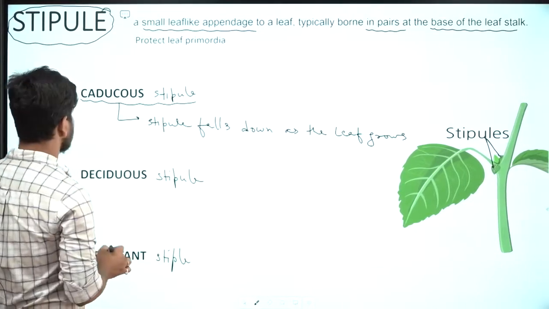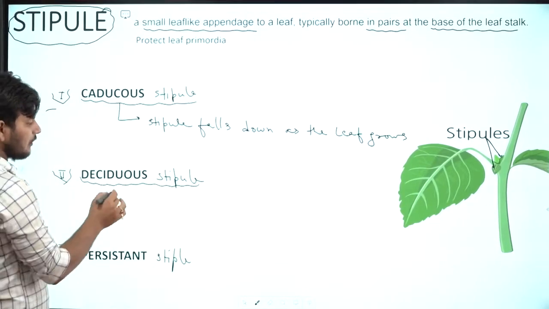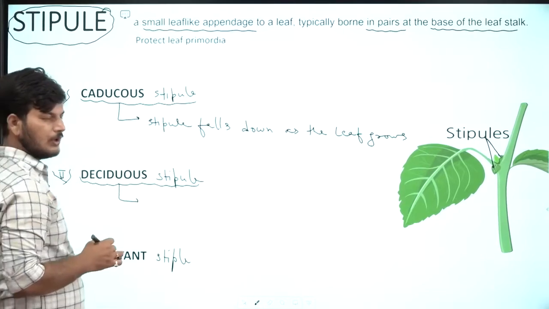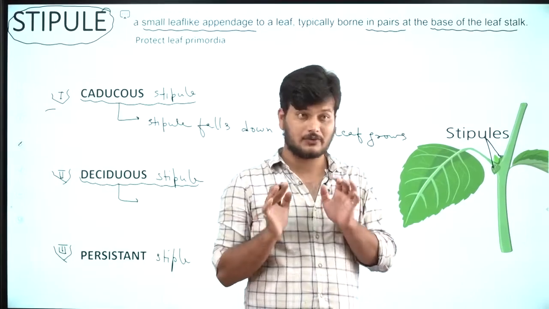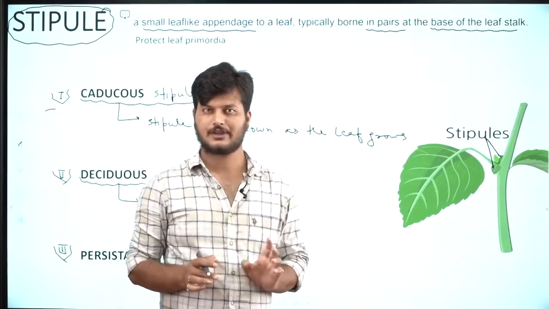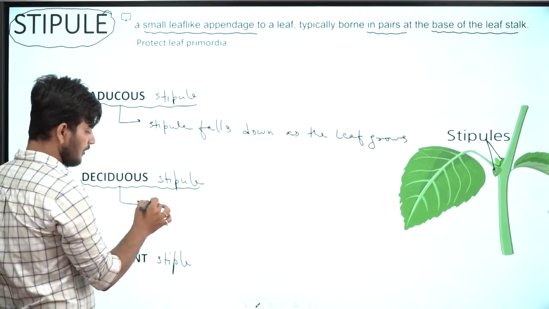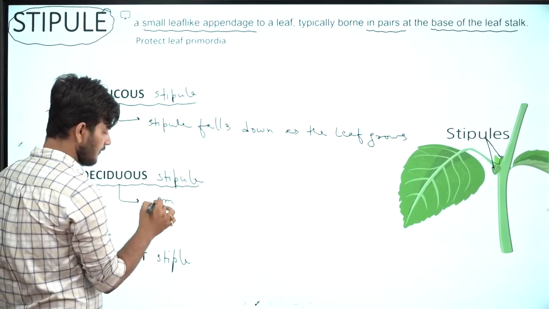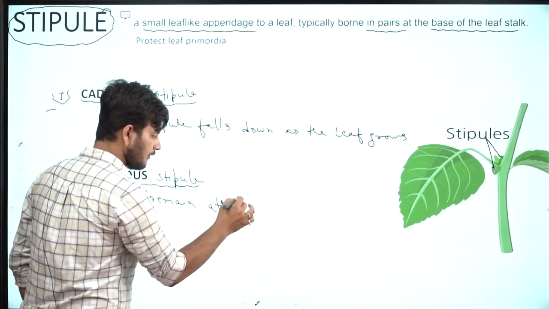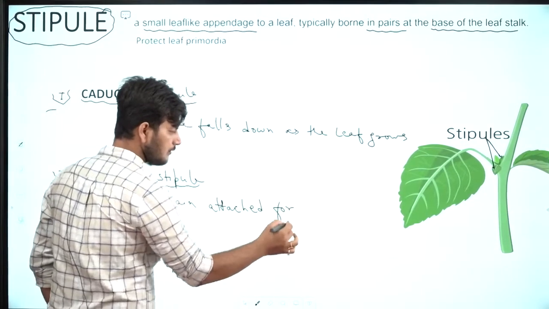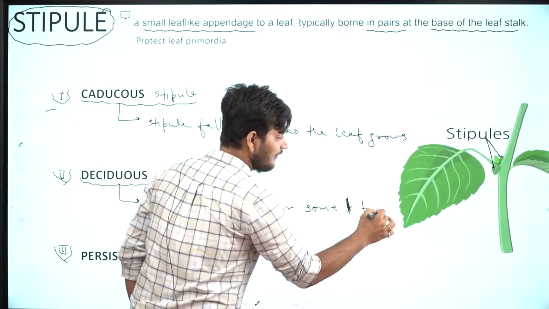Second is the deciduous type of stipule. It is not going to fall down just after formation. It will remain for some time, and then it will fall down. We can say that the deciduous type of stipule is the stipule which remains attached for some time, and then it will fall down.